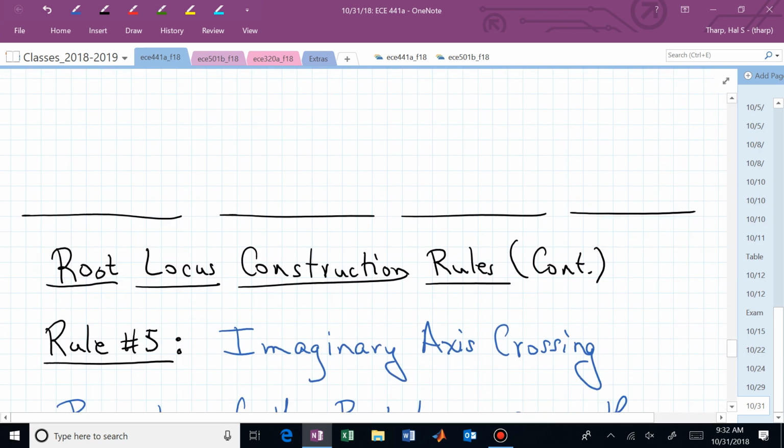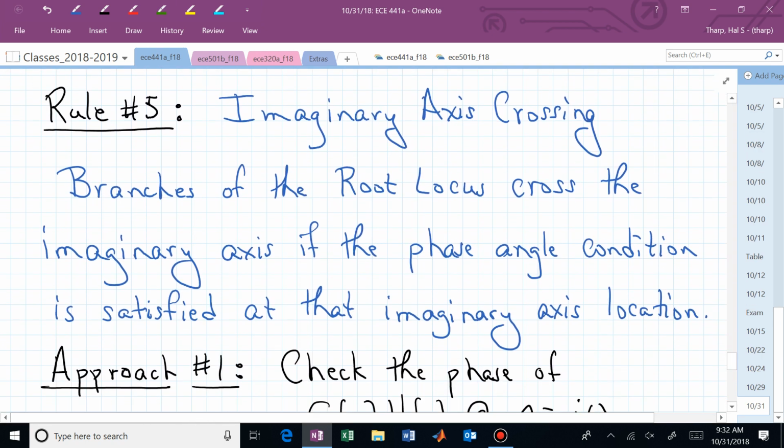This is kind of fun, isn't it? Why did I go to graduate school? Because I was drawing root loci.